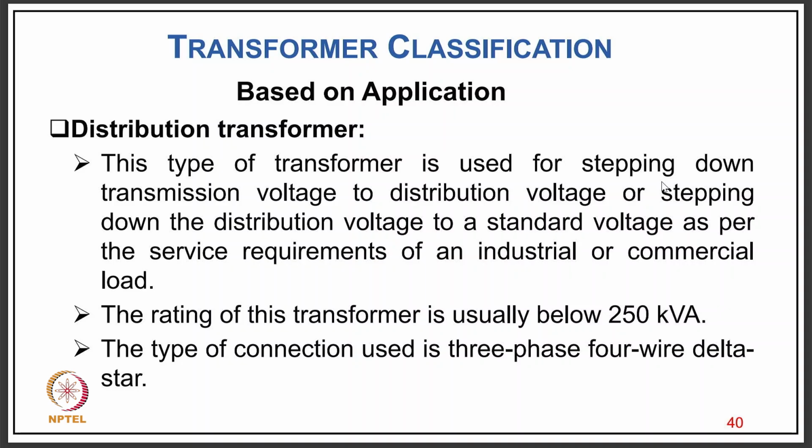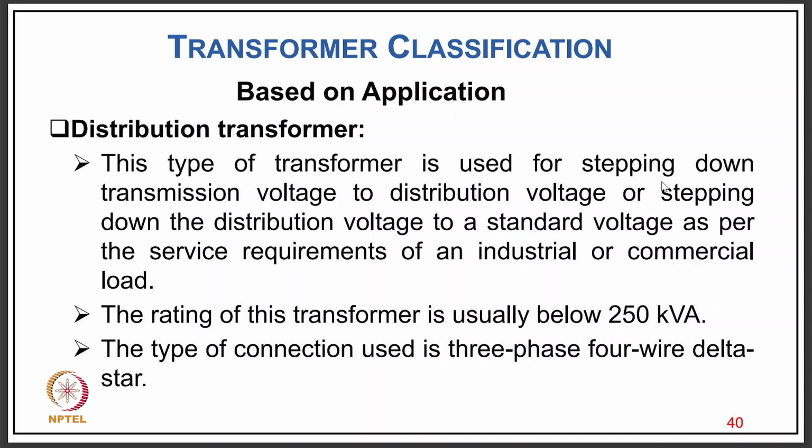Now coming to typically based on application, the distribution transformer is used for stepping down the transmission voltage to distribution level, or stepping down the distribution voltage to standard voltage as per the service requirement of industrial and commercial load. The rating of the transformer is usually less than 250 kVA, and the type of connection used is 3-phase 4-wire delta-star, and the secondary is made star connection to provide the neutral terminal for the single phase distribution.